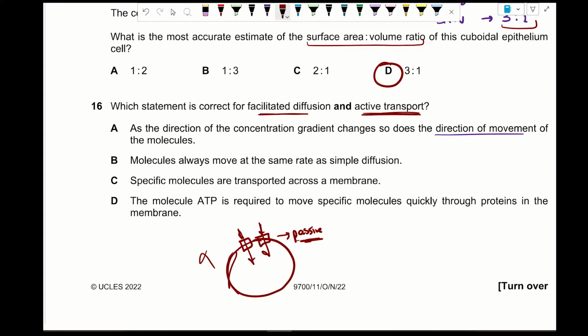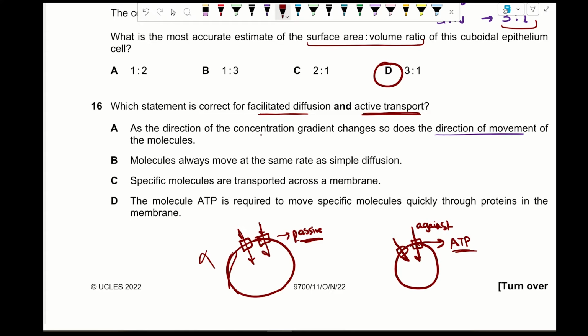Active transport is the movement of molecules against their concentration gradient, from low concentration to high concentration, through a transport protein. This requires a transport protein. However, this is an active process because it's against the concentration gradient and requires ATP. Now let's see the suggestions that we have here.